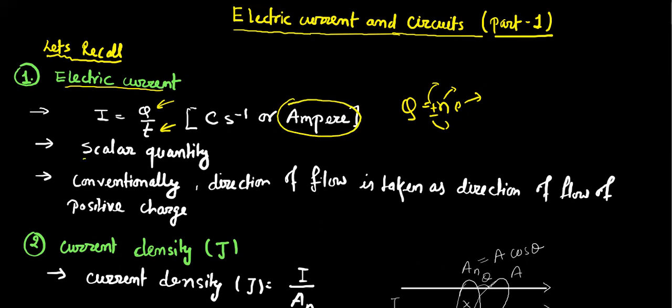Electric current is a scalar quantity. So this is a scalar quantity. We have to recall this.